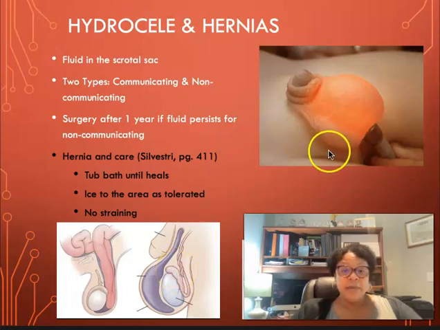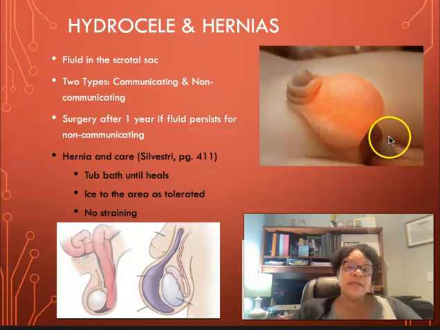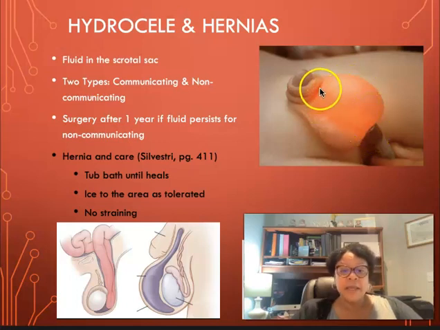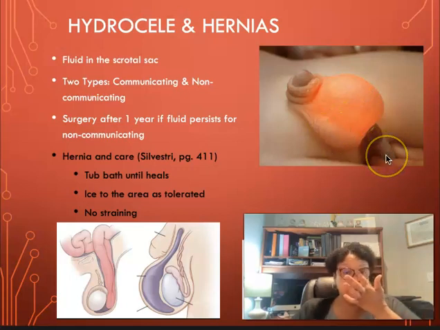Again, at the top, as you can see right here, we know which one it is because we use a transilluminator, and when we light up the scrotum, we see this transient light color. We know that that's fluid. However, if this was bowel, this would be a very dark shadow. That's how we know whether we're dealing with bowel or fluid.